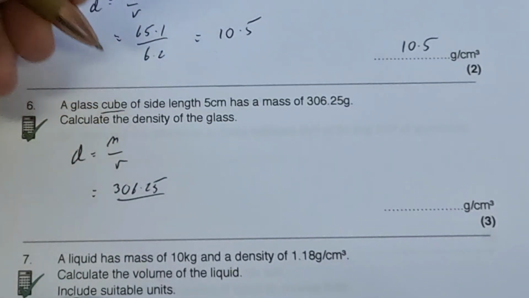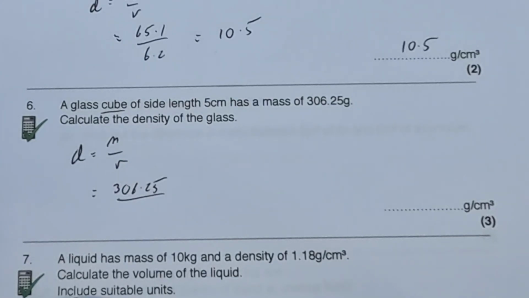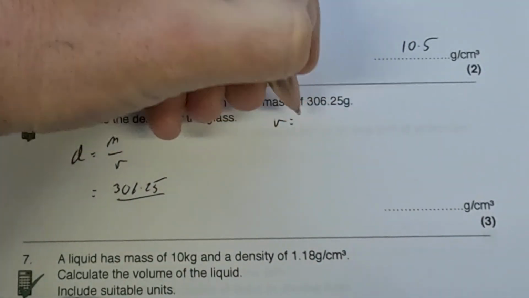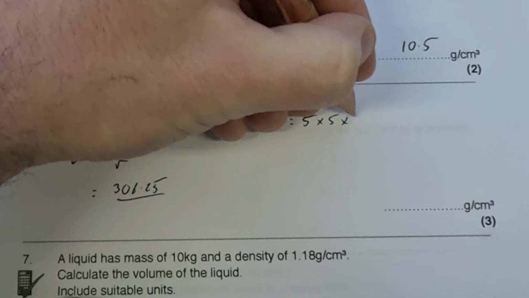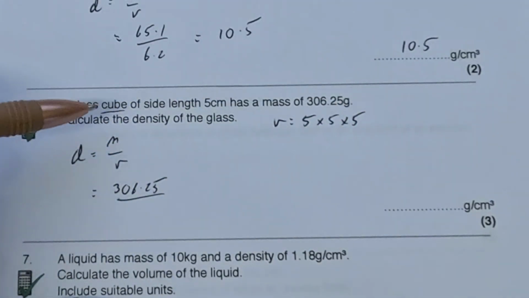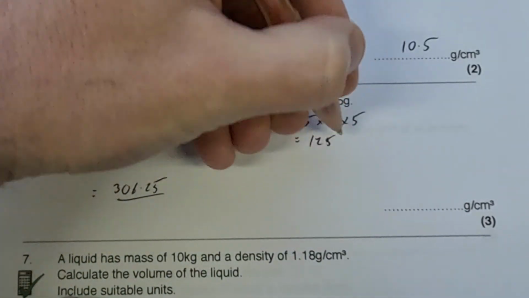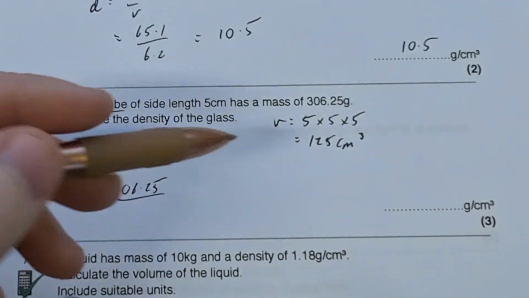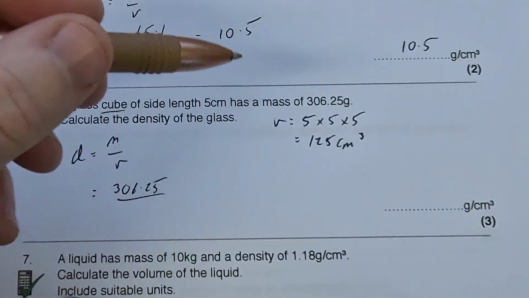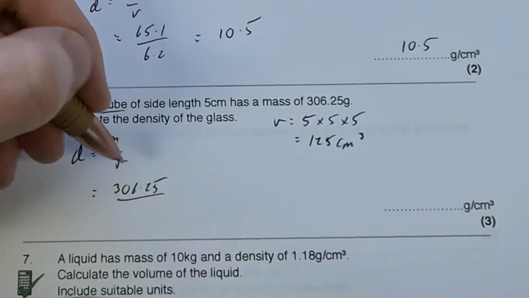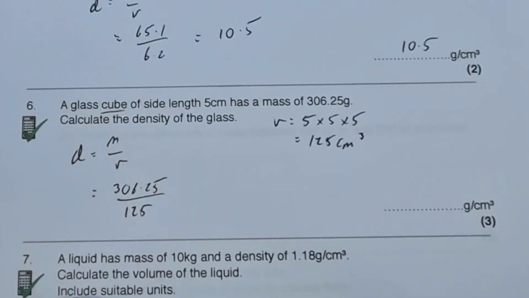But we know it's a cube, so to find the volume of a cube, we do the length times the width times the height. Because the length of each side is 5 centimeters, the volume of this cube would be 5 times 5 times 5, because it's a cube, so each of the lengths is the same. And 5 times 5 times 5 is equal to 125 centimeters cubed. So we've got the volume of the whole cube, 125 centimeters cubed, and the mass of the whole cube, 306.25. If we take the mass and divide it by the volume, that'll give us the density.